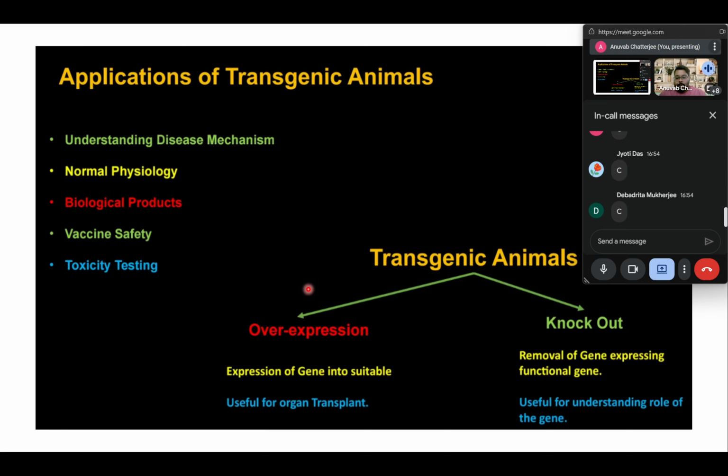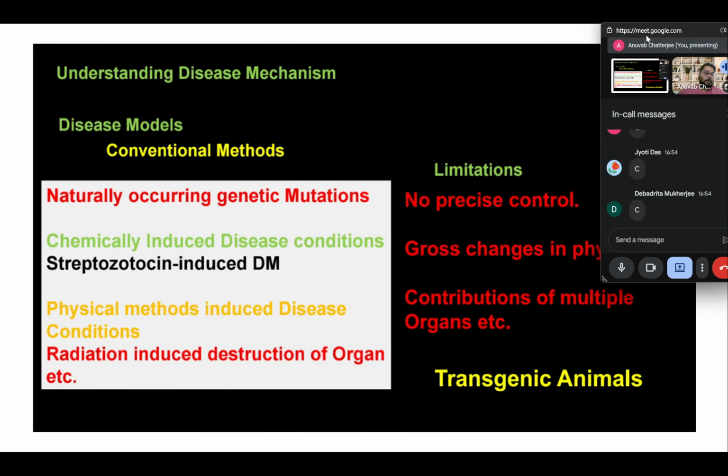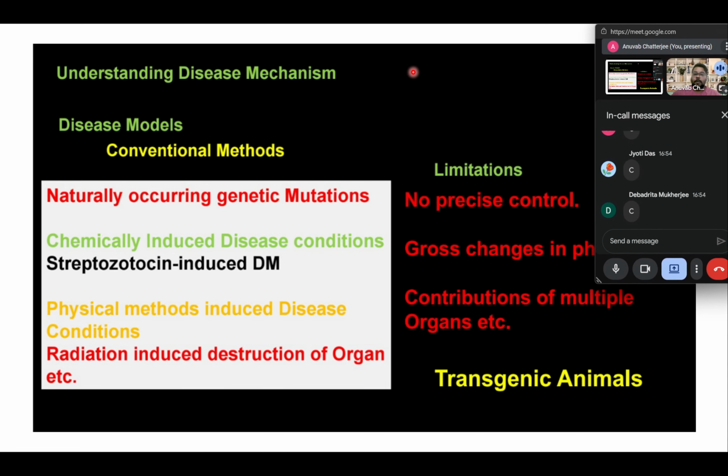The other side of the coin is overexpression, where you want to see if producing more of this gene has a particular effect, and the expression of the gene into suitable plasmids or suitable organs is done and can be used for organ transplant. The major studies deal with disease models, in particular transgenic animals.